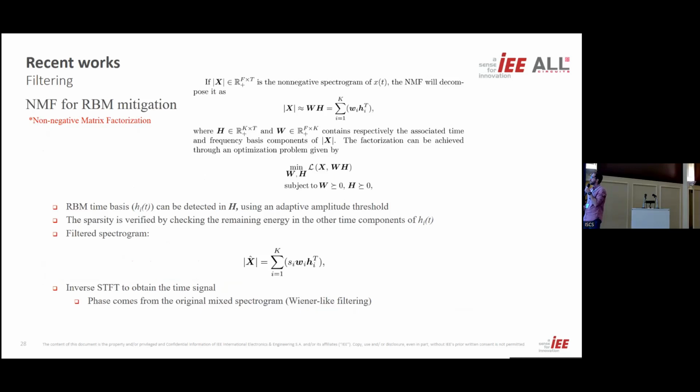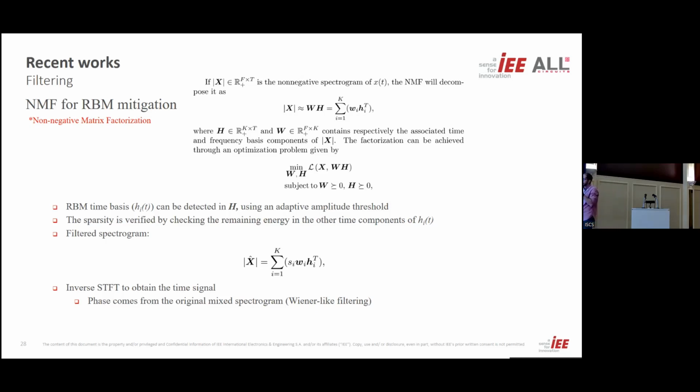So here we propose to use the NMF, the non-negative matrix factorization. We'll not go too much into the math here, but the idea is to use a factorization technique to break our spectrogram into two matrices, W and H, in which W contains our frequency components and H contains our timing components. There is an optimization problem.